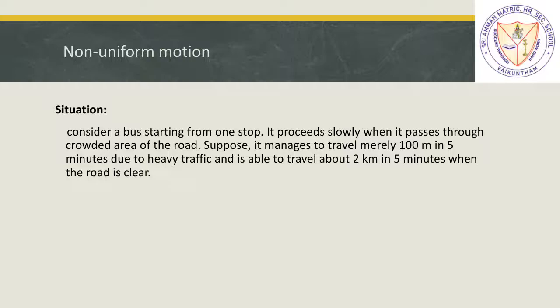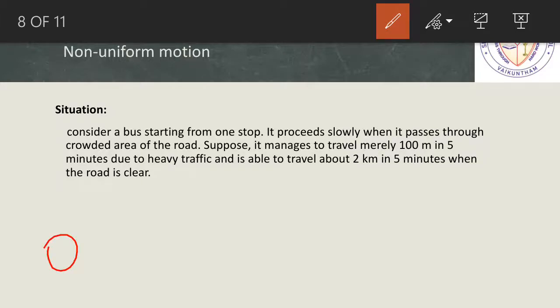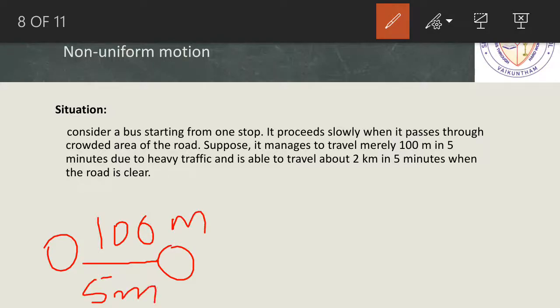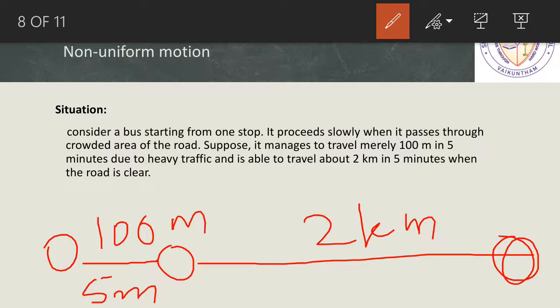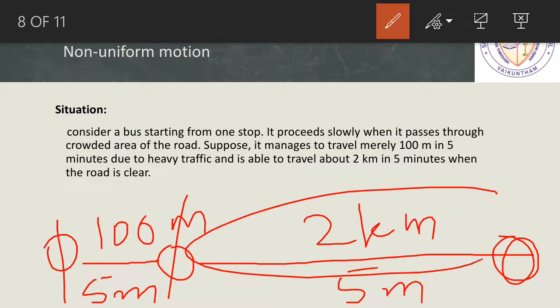Now in 5 minutes the bus is traveling 2 kilometers. In the first 5 minutes the bus traveled only a smaller distance of 100 meters. Next 5 minutes the bus could travel a larger distance of 2 kilometers. The time interval is the same, but the distance traveled is different.